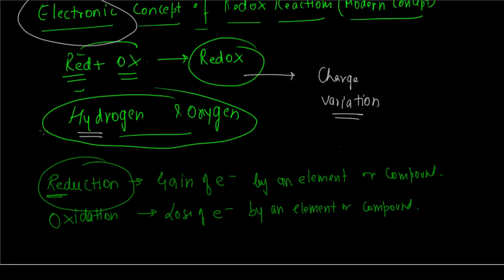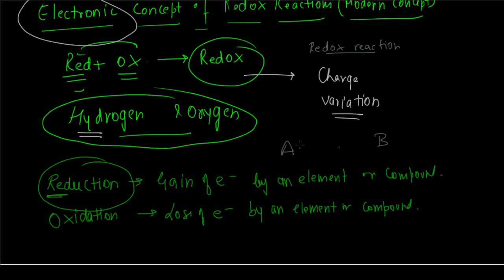That means in a reaction, as I've told you, reduction and oxidation cannot take place in isolation. They have to take place together. So let's write it like this. If there is a redox reaction, and if there is element A and element B, they have to both take place simultaneously, reduction and oxidation.